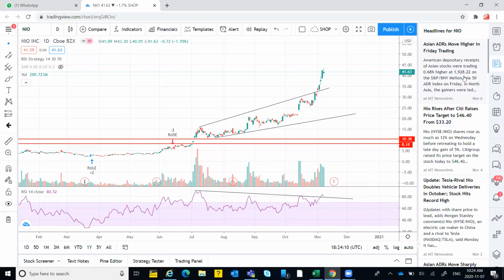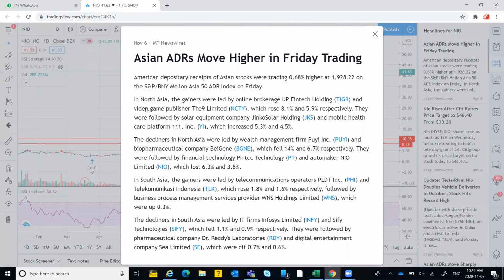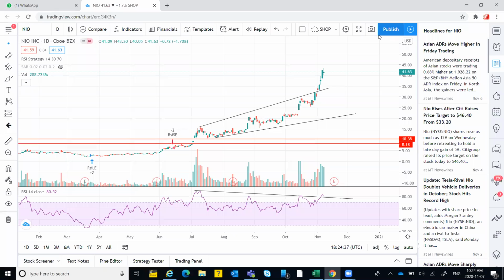Neo, is it relevant? Seriously? In North Asia, the gainers were led by an online brokerage and video game publisher, which rose 8.5%. I don't think it directly relates to this. It's a telecommunication, IT firm. Okay, not directly related maybe.